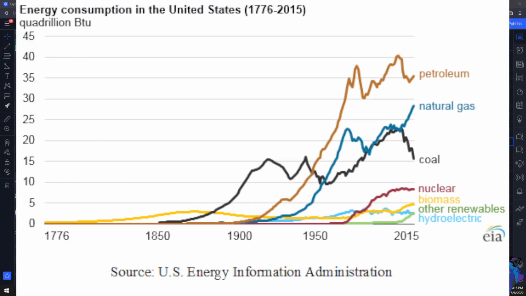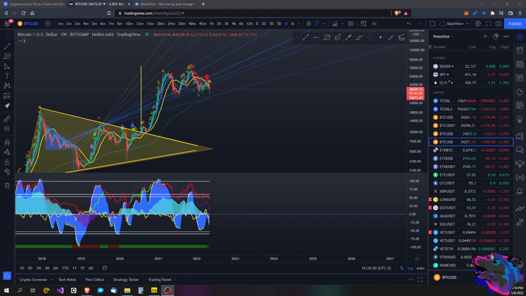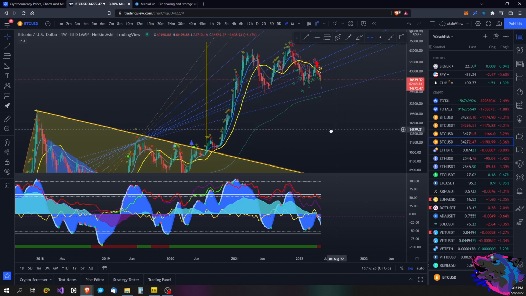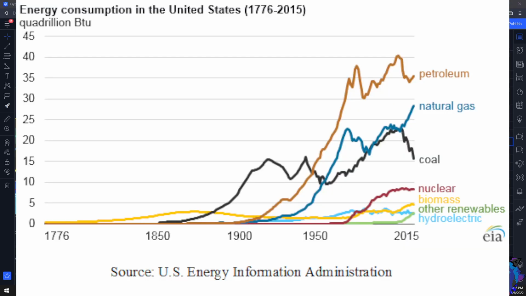Over here, energy consumption in the United States. Looking at this chart, if I were to erase all the letters and the dates off the bottom of this thing, you might think we were looking at Bitcoin cycles. Even just right here, the petroleum one at the very top looks very similar to the latest Bitcoin cycle. Let me bring it up over here on the chart. You can see right there. It's kind of interesting to see the similarities between the current bull cycle and that petroleum line right there on the chart.